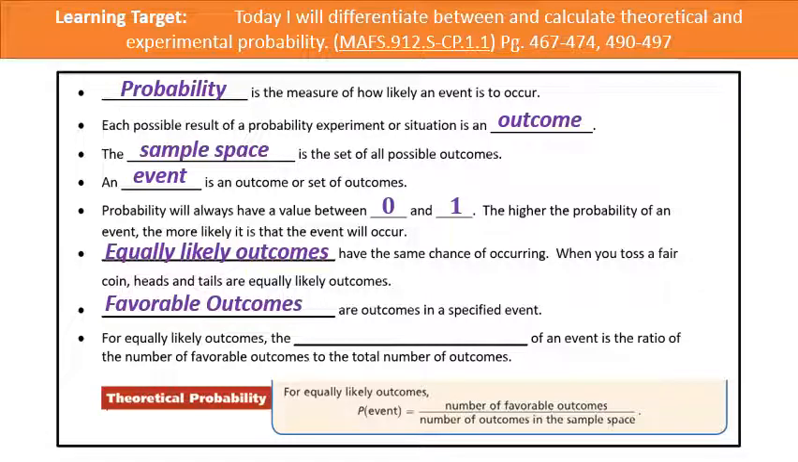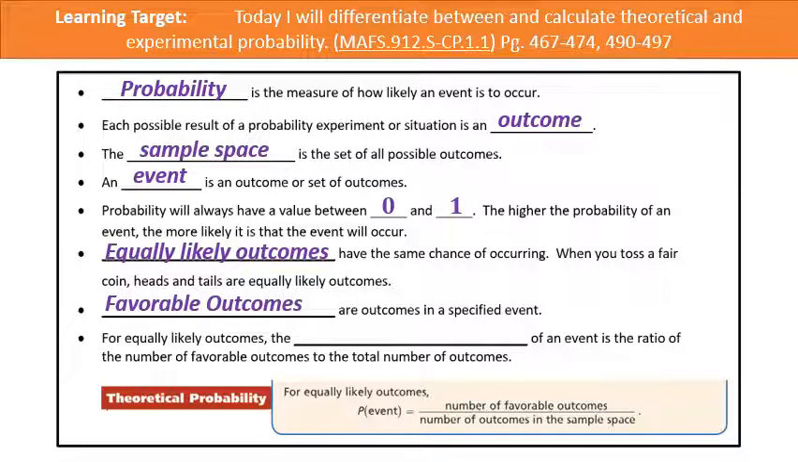Favorable outcomes are the outcomes in a specific event. This is what we're going to be counting. This is what we're going to be looking for. So if I roll a dice and I say, what's the probability that it lands on 5? That favorable outcome is the 5. If I say, what's the probability that I roll a dice and it lands on a number less than 3? Think about the numbers that are less than 3. It's just 1 and 2. Those would be my favorable outcomes, 1 and 2.